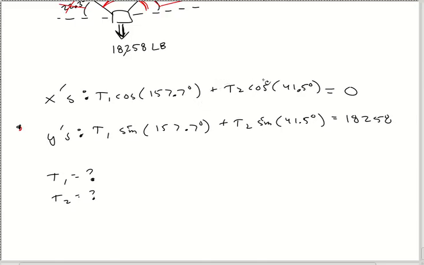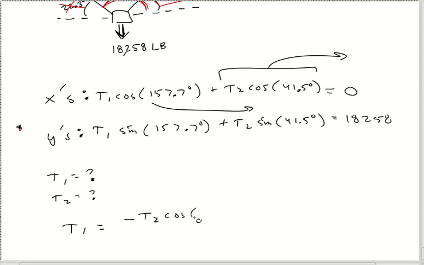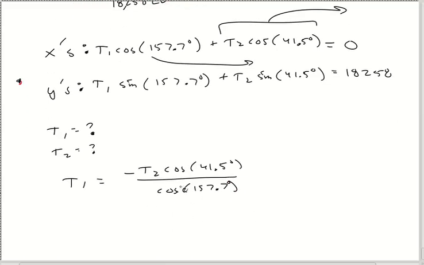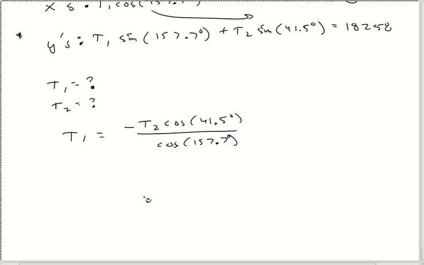And so what I did is I moved this to the other side, and then I divided this over here. So I got T1 is equal to negative T2 cosine of the 41.5 all divided by the cosine of the 157.7. Okay. This is just some kind of number. I don't know what that number is. I'm going to leave it alone for right now.